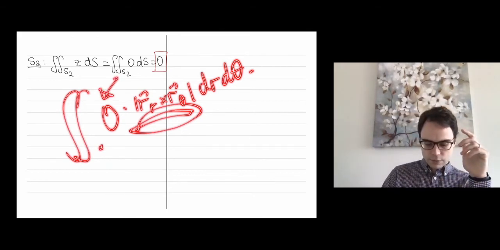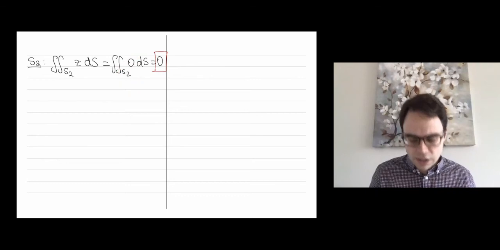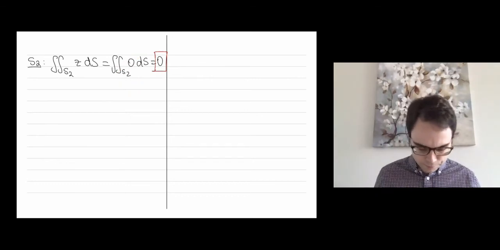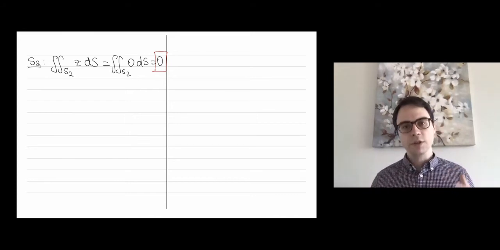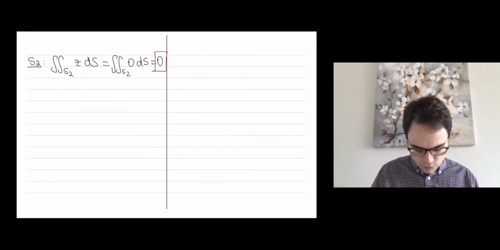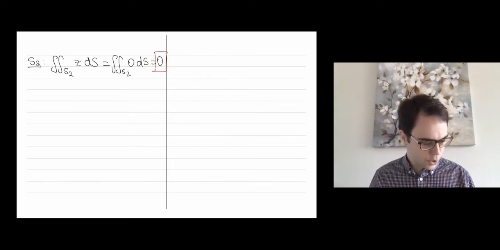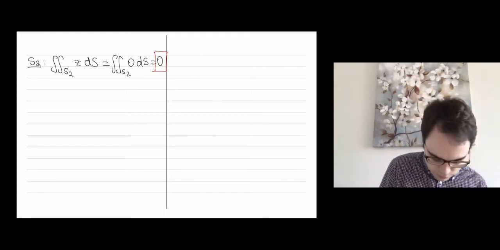When you set up this integral, if you integrate the function 0 over any surface, in particular over the disk, you're definitely getting 0. This sounds obvious, and with a little bit of work, you do reach that conclusion completely rigorously. Okay, let's look now at the third side. So the third side, we already did some of the work.